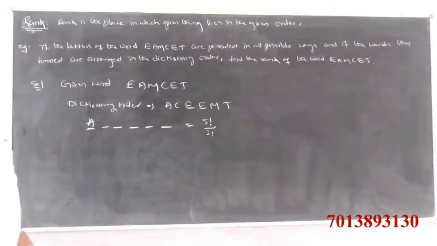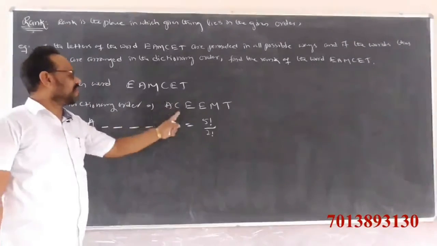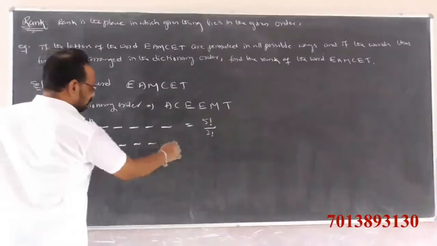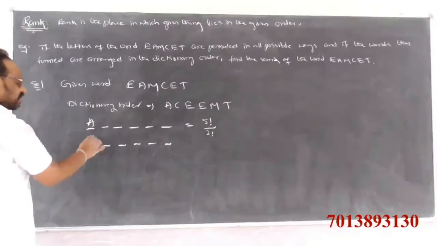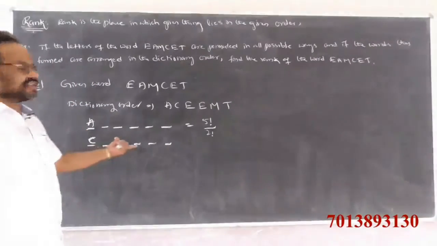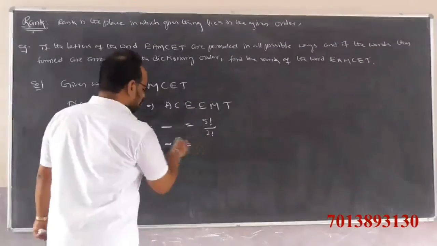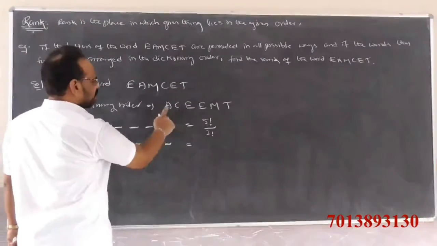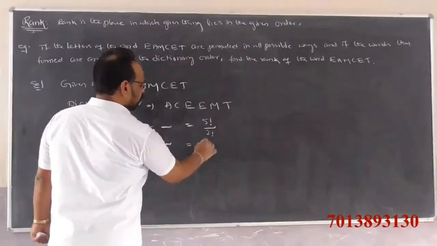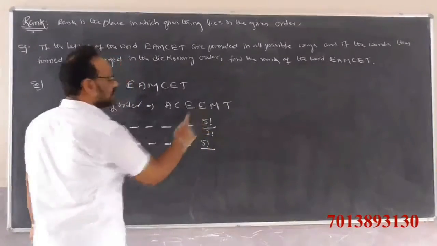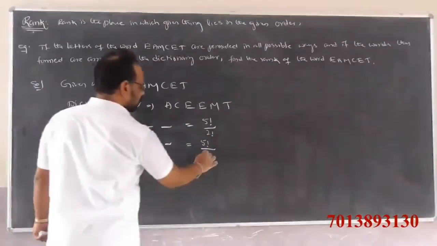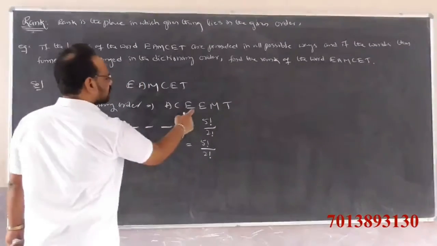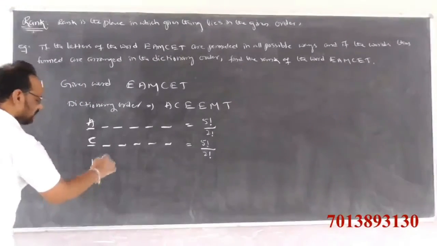We don't want A words. The next dictionary letter is C. We don't want C words also. So how many ways? The number of permutations of C words is the remaining 5 letters, that is 5 factorial divided by 2 factorial, since E is repeated 2 times. That's 60. After C is completed, next we get E words. Yes, we want E.